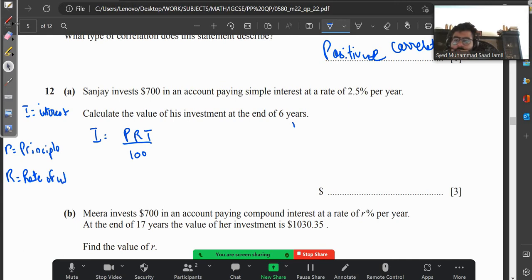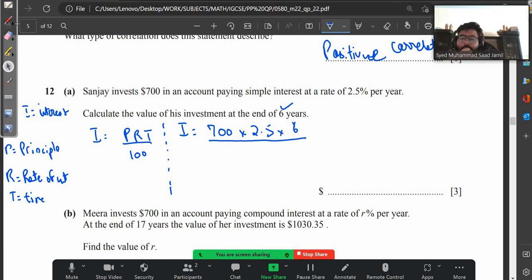Of interest, and T is time. So it says Sanjay is with 700, so I is equal to, in place of P I will write 700 multiplied by rate, which is 2.5, and it says calculate the value of his investment at the end of 6 years. It means time is 6, upon 100. So once you calculate it, this will turn out to be 105.